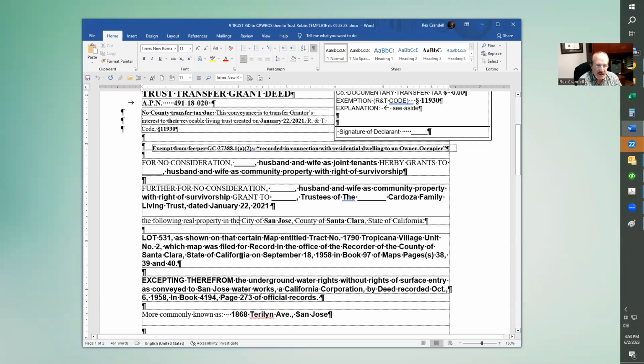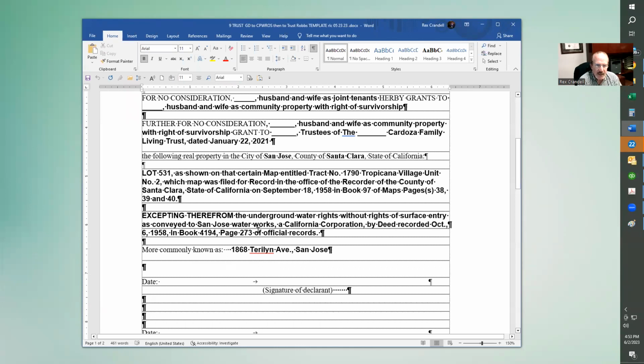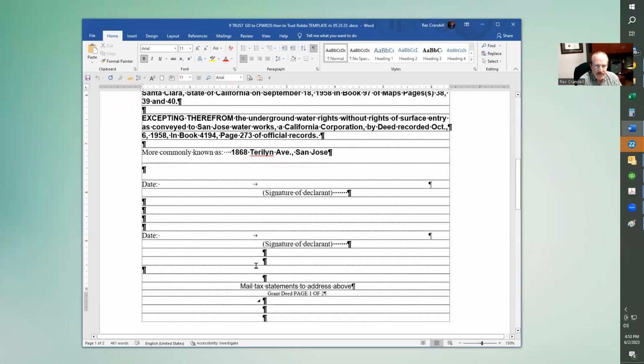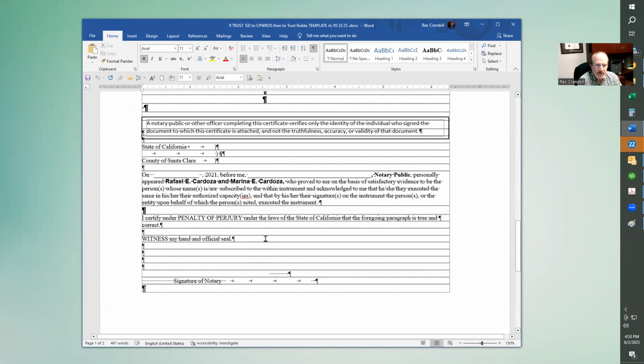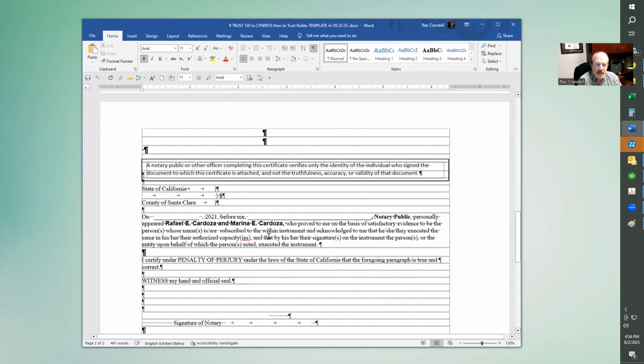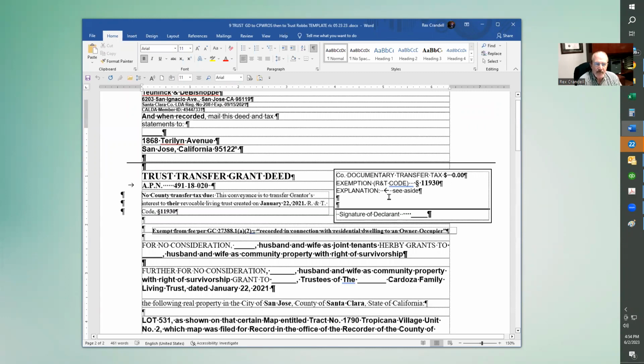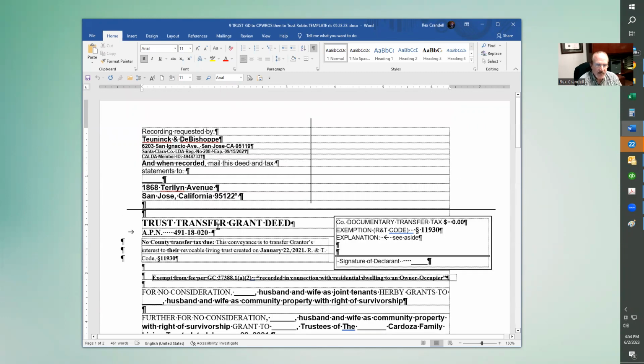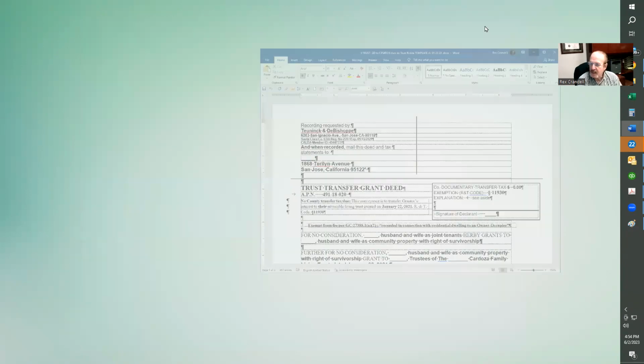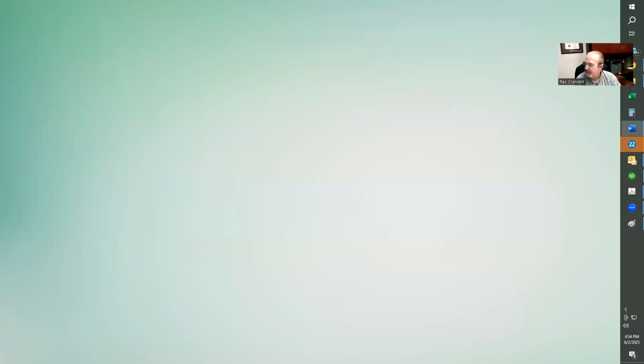Properties in the city of San Jose, legal description required. In this case, there was some lien or easement or things, and then the commonly known address. And don't forget the notary, otherwise you're not going to record. So that's an example of a trust transfer deed. And what makes it a trust transfer deed? Just the heading, that's all. You're telling the world what you're doing.